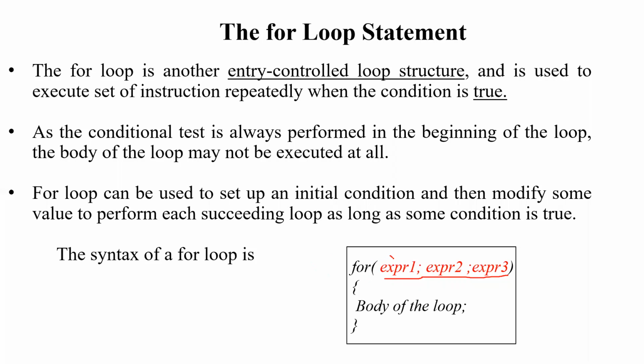The first one is the initialization condition, initialization. The second one will be the testing expression, and the third one will be the increment or decrement of the control variable. There are three things which we have to mention inside the condition bracket of a for loop.